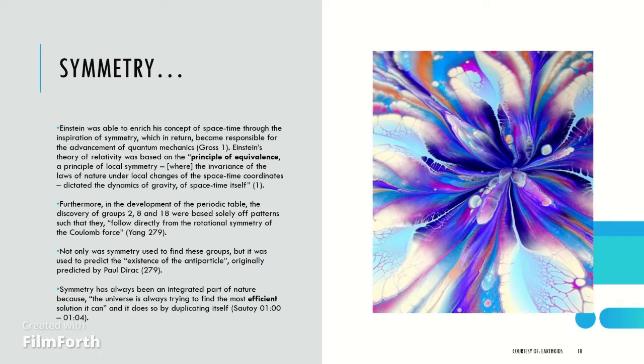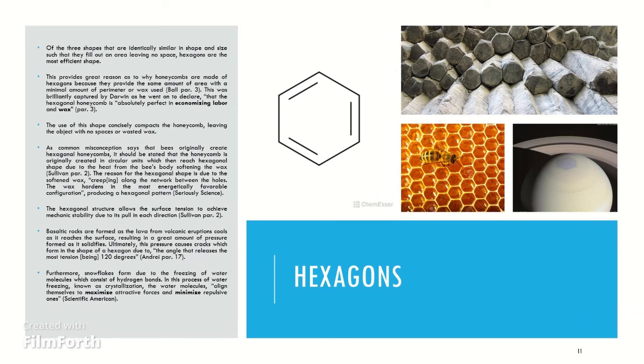Of the three shapes that are identically similar in size and shape such that they fill out an area leaving no space, hexagons are the most efficient shape. This provides great reason as to why honeycombs are made of hexagons, because they provide the same amount of area with the minimal amount of perimeter or wax used. The use of this shape concisely compacts the honeycomb, leaving the object with no spaces or wasted wax.